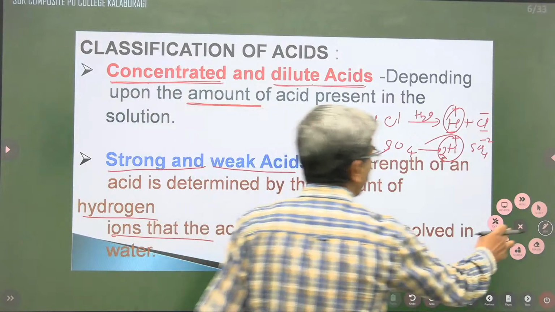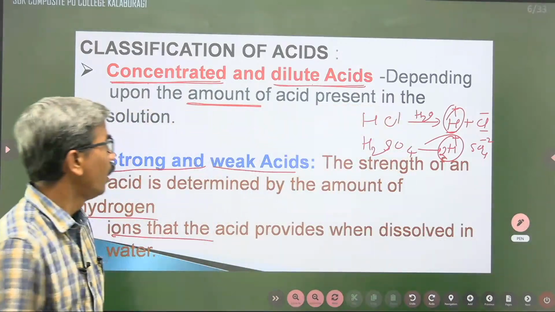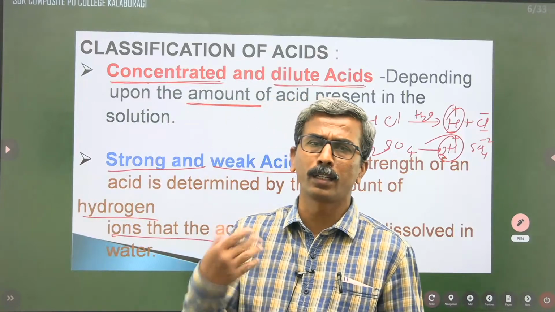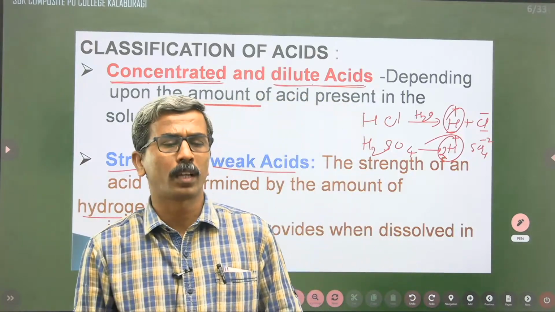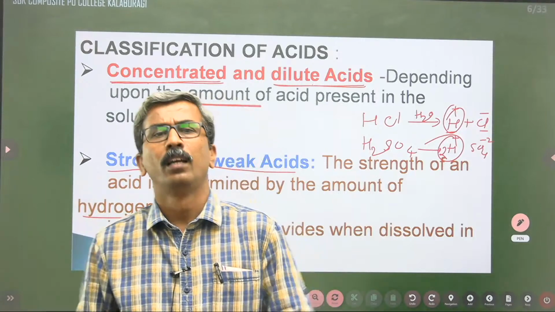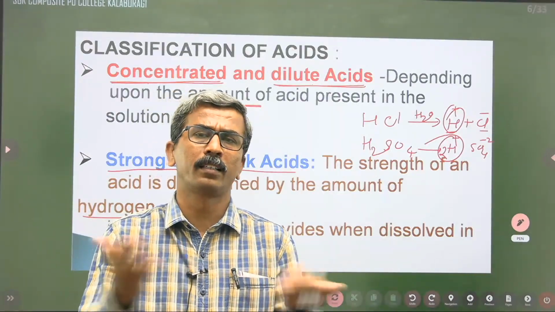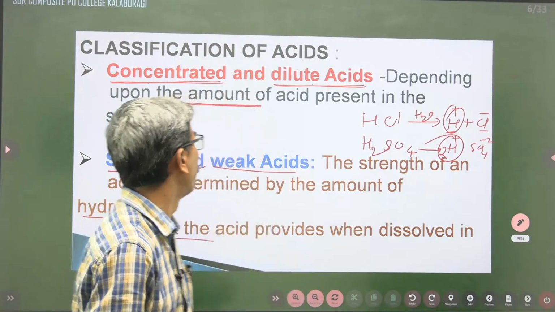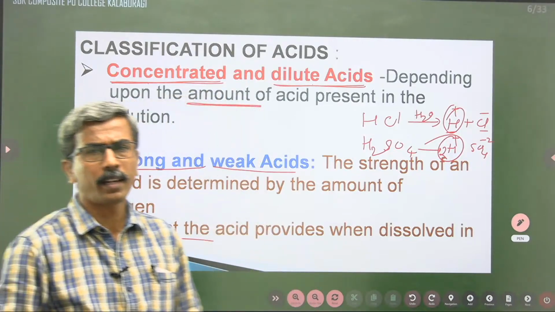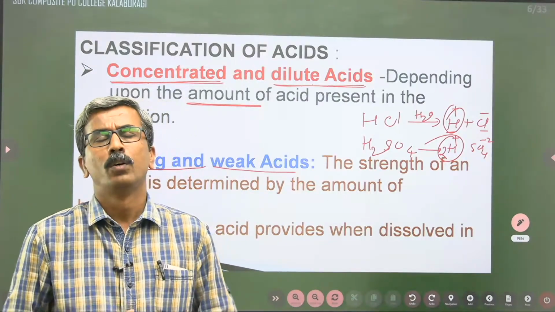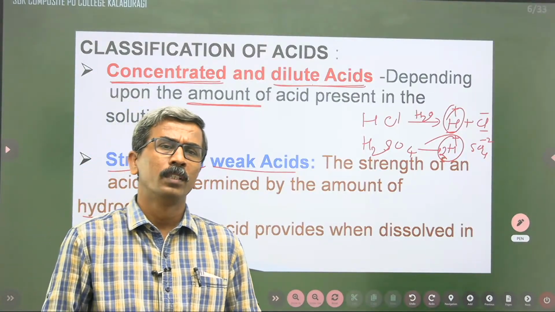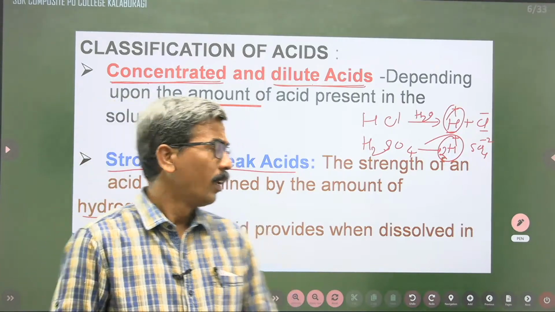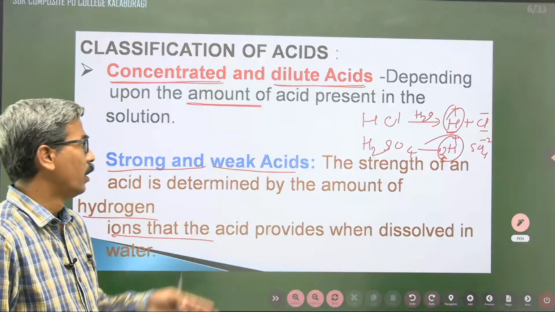Now moving to the next point. After knowing what acids are, according to Liebig and another approach according to Arrhenius, the classification is different. First, I have given what organic and inorganic acids are. Next, concentrated and dilute. Then, strong acid and weak acid. Let us move to the next point.